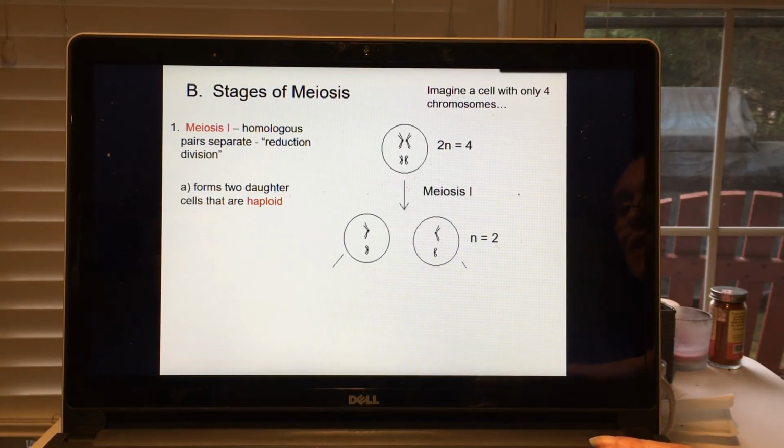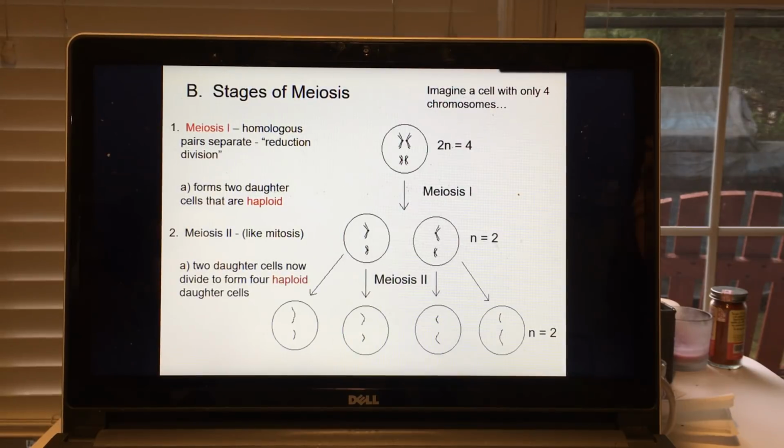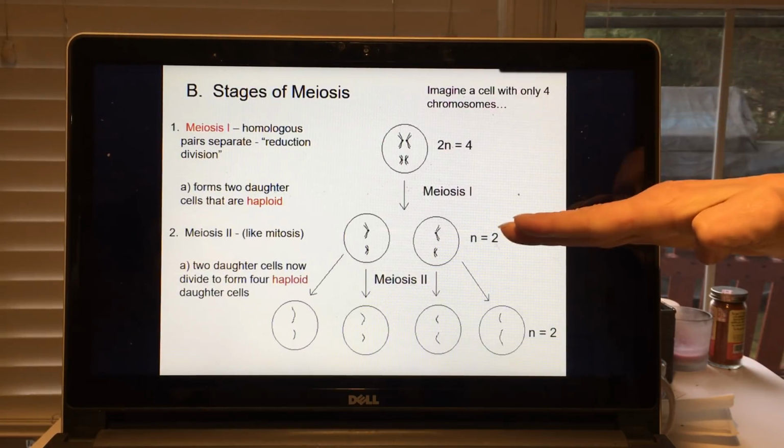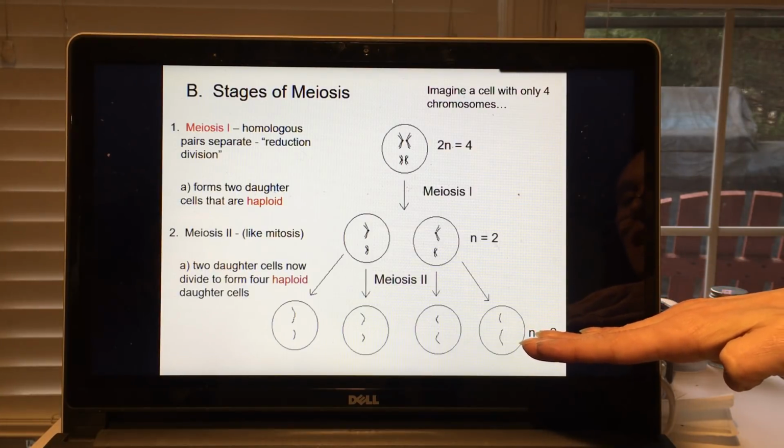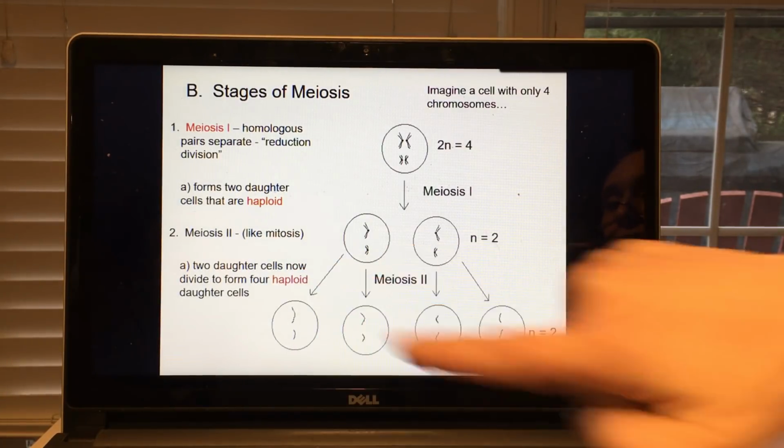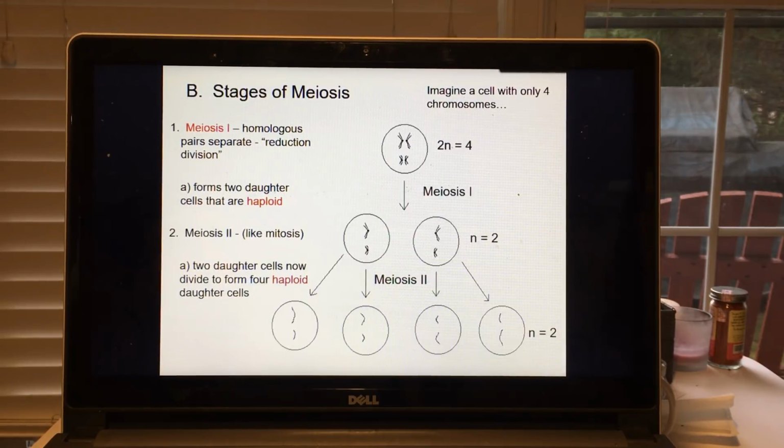But in the second division, we have the sister chromatids separating, and the chromosomes go from double-stranded to single-stranded. So the diploid to haploid happens in the first division, double-stranded to single-stranded is in the second division, and that's a lot like mitosis. So in that sense, metaphase 2, anaphase 2, it's going to look exactly like mitosis, only there will be half the number of chromosomes that there normally would be in that species dividing mitotically.